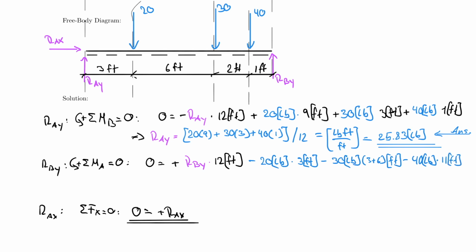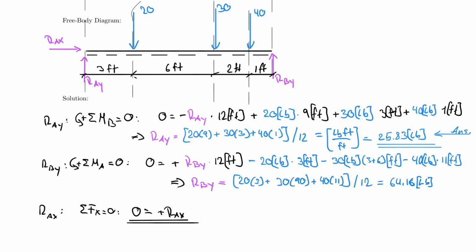And so I can now rearrange that equation as well. And so I can find that RBY is equal to 20 times 3 plus 30 times 9 plus 40 times 11, and this whole thing as well divided by 12. And if I calculate that out, I will find that RBY is equal to 64.16 pounds.